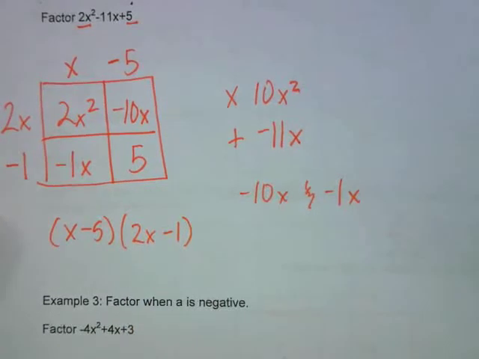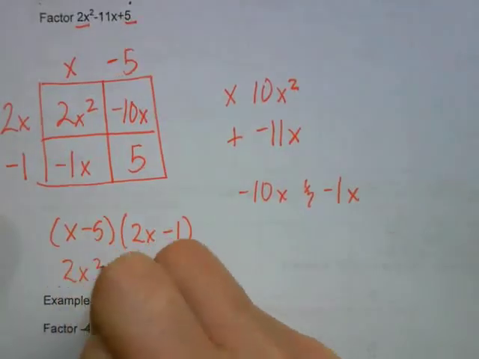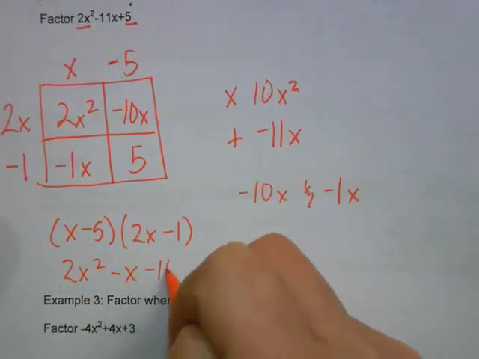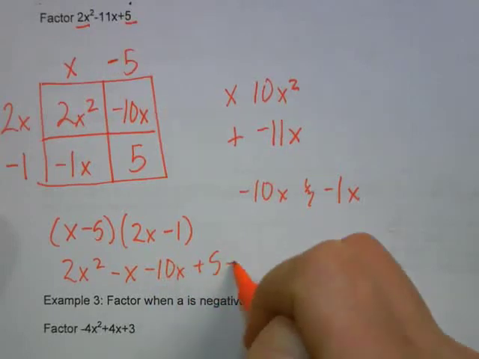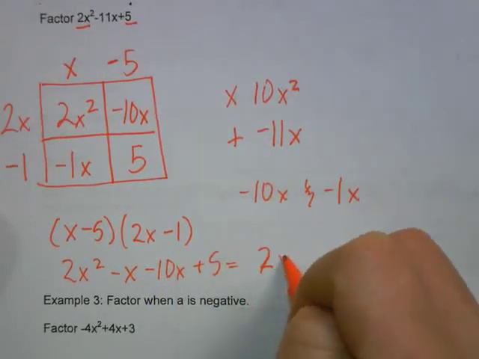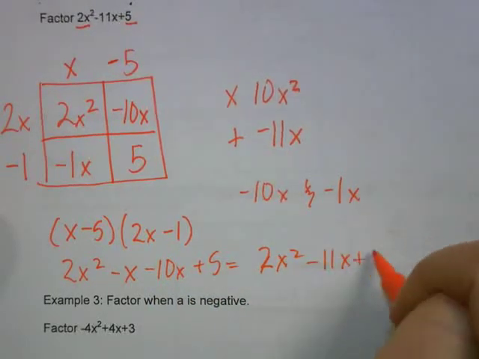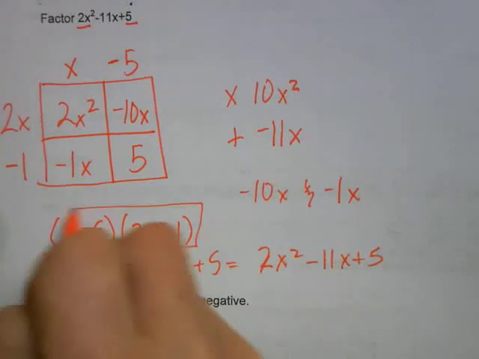If I FOIL it out, I get 2x squared minus x minus 10x plus 5, which is equal to 2x squared minus 11x plus 5. I highly recommend you do a check each time.